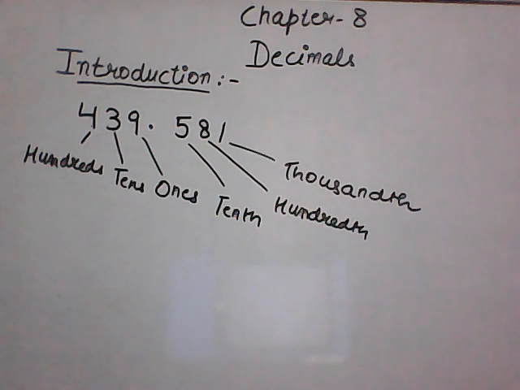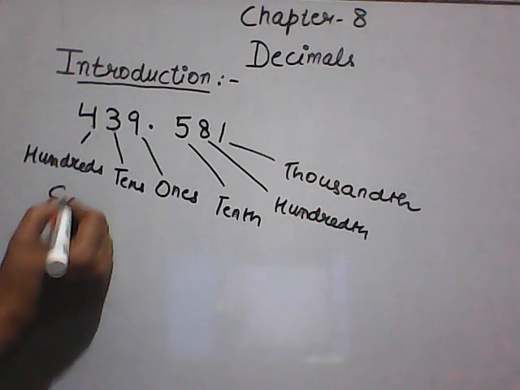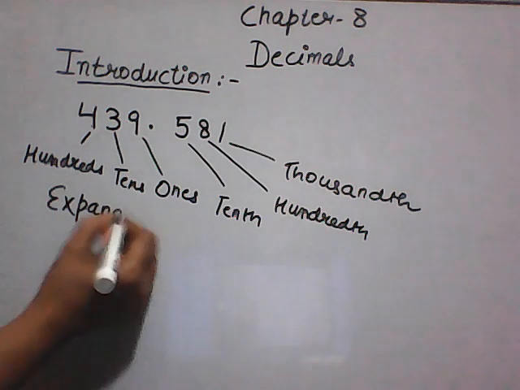Now, these place values of various digits of a decimal can be written in expanded form. If you have to write this decimal in expanded form, then how can we write it in expanded form?